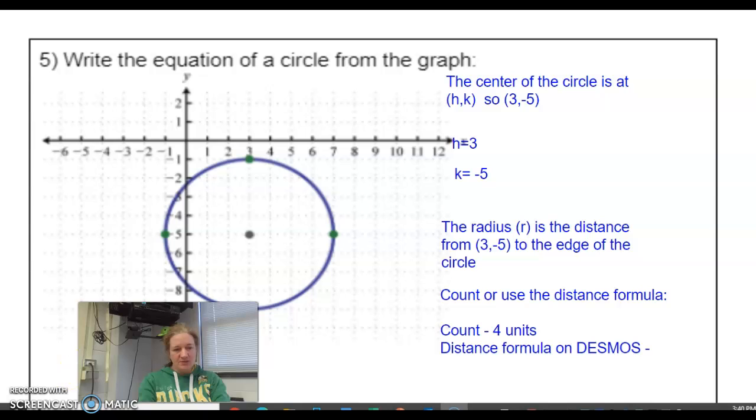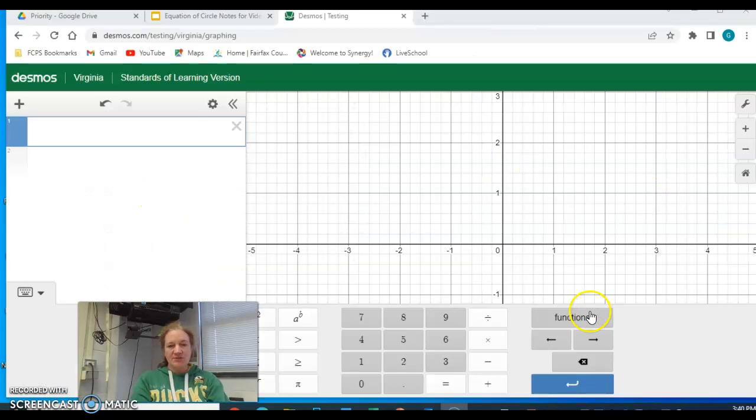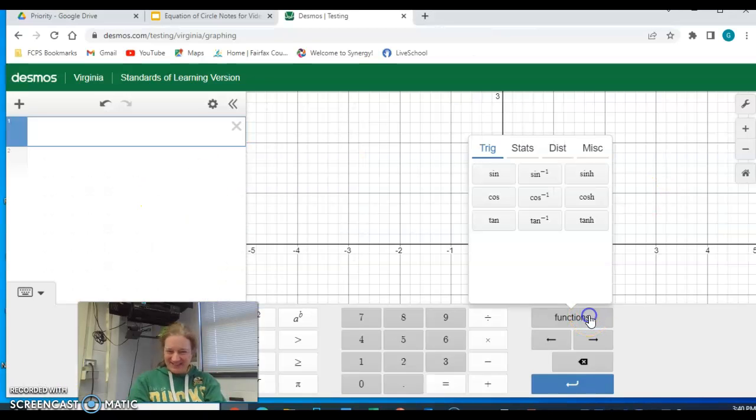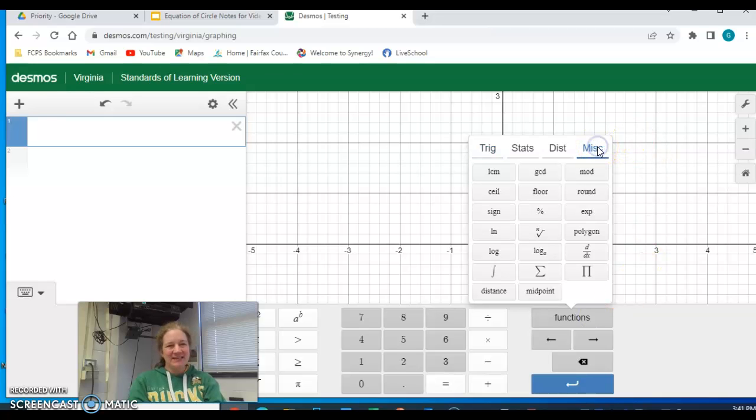Do you guys remember how to do this on Desmos? Do you remember how to do this from Unit 1? You click on Functions, you go to Miscellaneous, make sure you're in the Virginia Standards of Learning version. If you're in the regular plain version, it won't work. And this is what you would have on the SOL anyway.